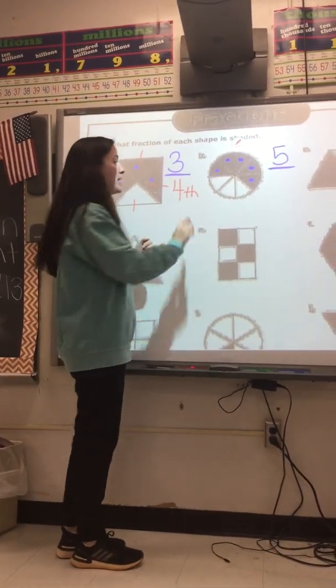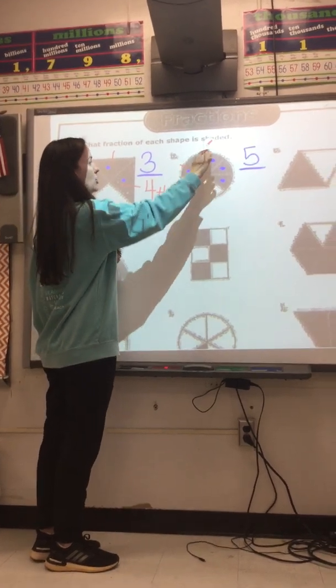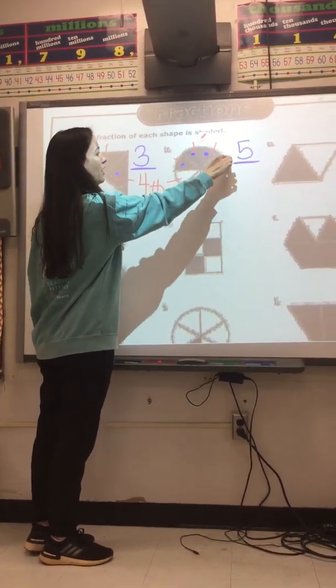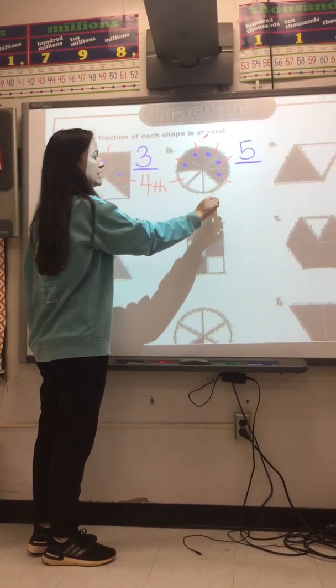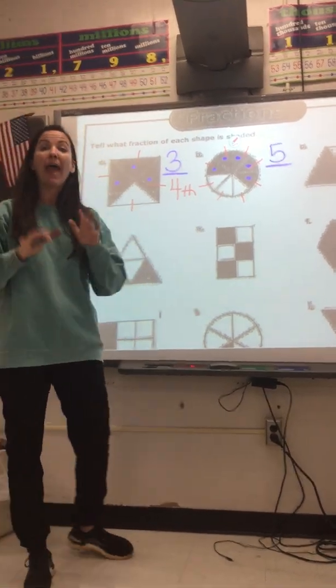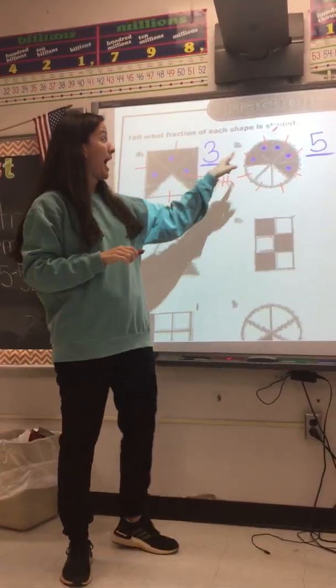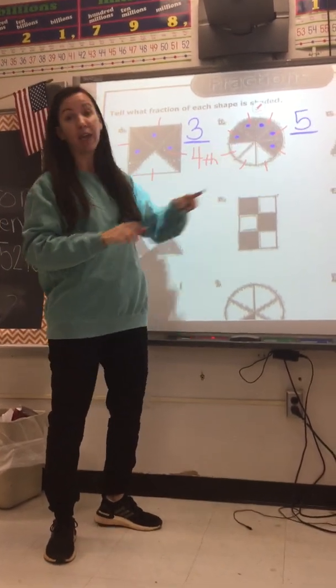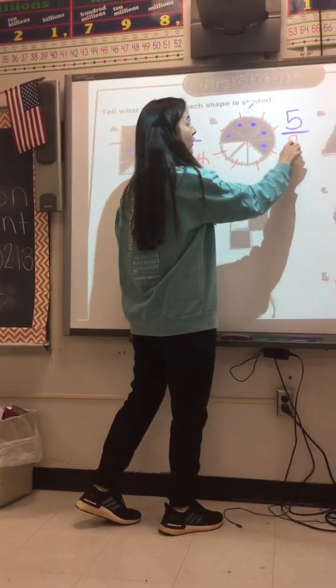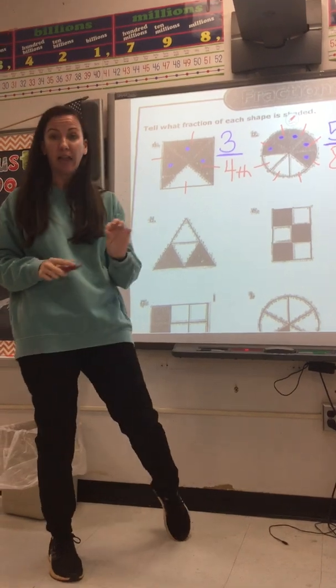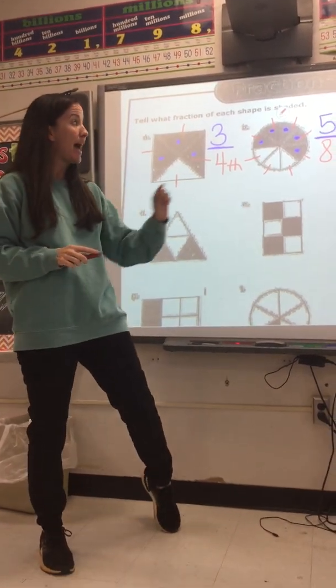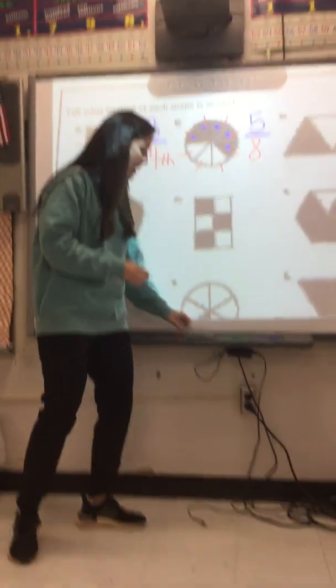Let's count how many pieces. 1, 2, 3, 4, 5, 6, 7, 8. There were 8 pieces, and did you notice I still counted all the shaded parts too? So this fraction is going to be 5/8. It's going to be what? 5/8. Good. All right, let's go to the next one.